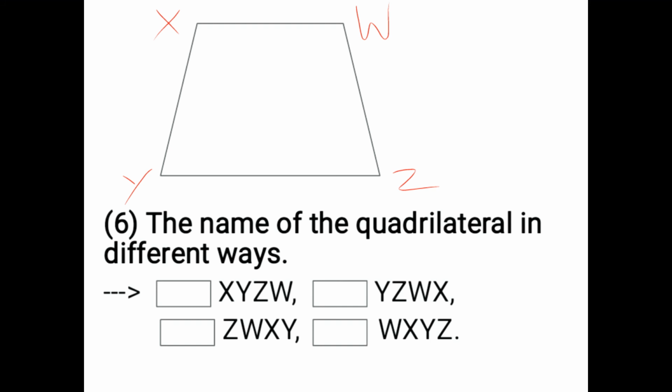Next one is quadrilateral ZWXY. After Y, which letter is coming? Z. Then the starting letter you have to take is Z, and it will come third. After Z, which letter is coming? W. Okay. Then the starting letter should be W. And that is the fourth quadrilateral.